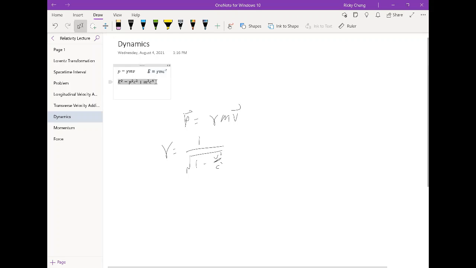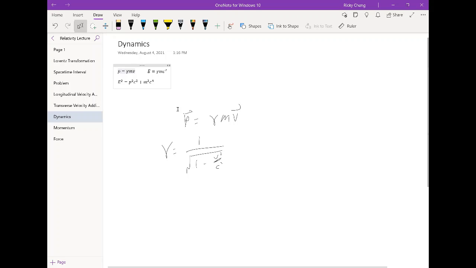Now another important equation is E squared equals p squared c squared plus m squared c to the fourth. You can just plug in E equals gamma mc squared and p equals gamma mv into this equation, and you can show that this equation is true. This is also an important equation and it's pretty useful sometimes. So these are the important equations to remember.